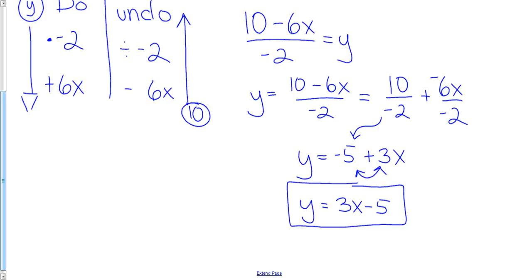So those are our steps. We start with the do-undo chart, and then we had to do a little bit of alteration to get to our y equals form. So if you're confident with the do-undo chart, you like the way that works, you find that easy to set up, this might be a good method for you to use to convert from standard to slope-intercept.